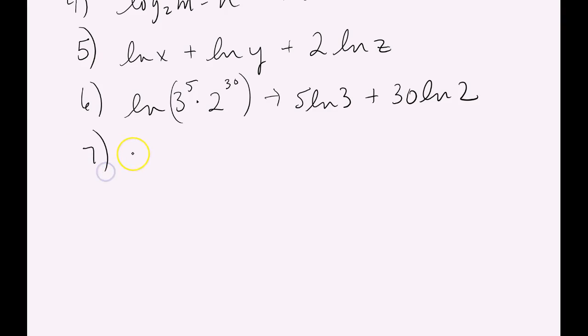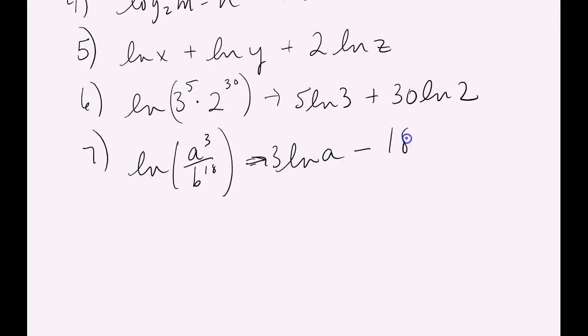Number 7, same thing, I'm going to first distribute that cubed to both pieces so that it looks like this. Then I'm going to turn that into 3 natural log of a minus 18 natural log of b. So exponents are moving to the front, and I needed subtraction because that was division. Okay, and then number 8 is the last one in this section.